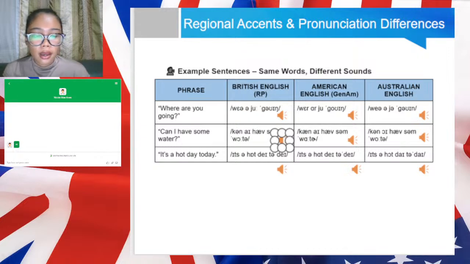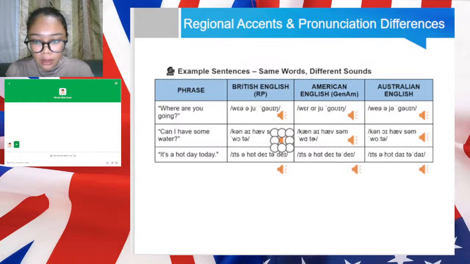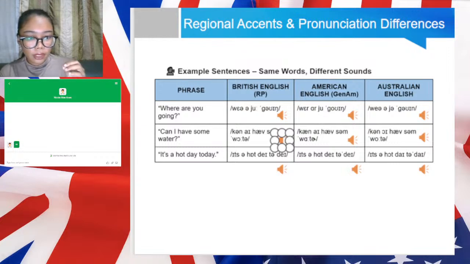So the A in "can" is often short, like the IPA transcription, the combined AE. So that is the sound in "can." It is often a short sound. The R in "water" is typically not pronounced at the end because, again, British English is non-rhotic.